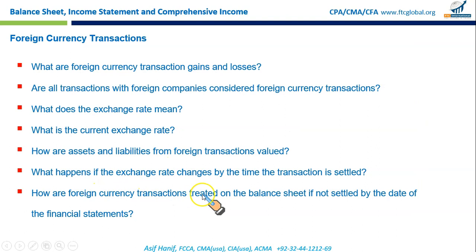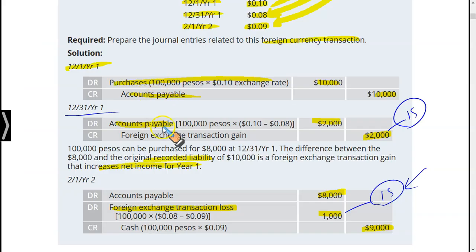How are foreign currency transactions treated on the balance sheet if not settled by the date of the financial statement? This very question has just been answered here. If the transaction isn't settled on the balance sheet date, we will take the rate prevalent on the balance sheet date, and this rate adjustment will result in a foreign exchange transaction gain or loss. So remember, I told you there are going to be two instances of gain and loss, one on the balance sheet date and one on the settlement date.